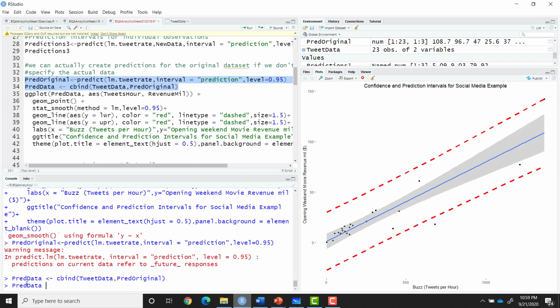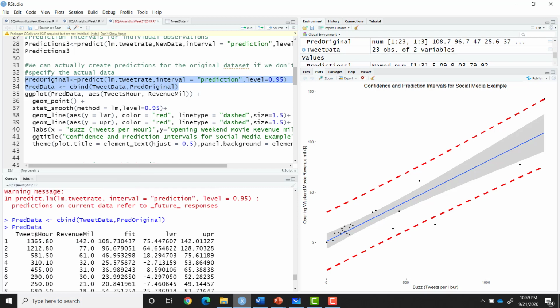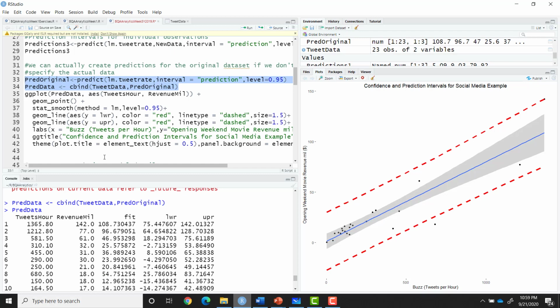We can look at our data, and we can see that we have the original data, but now we have the actual predicted value for each of the movies, and we have the lower bound and the upper bound. And then we can run one of my fancy ggplots. All that's saying is we do ggplot aes with the tweet rate per hour and the revenue per million. So we're just creating a scatter plot here with the tweet rate per hour on the X and the revenue per million on the Y.